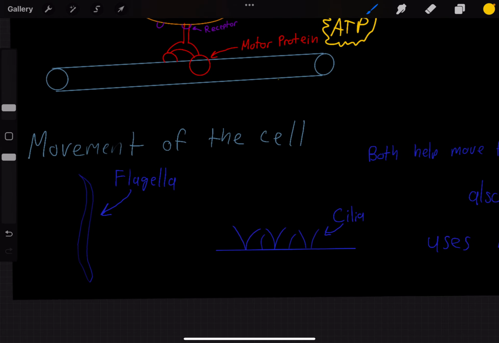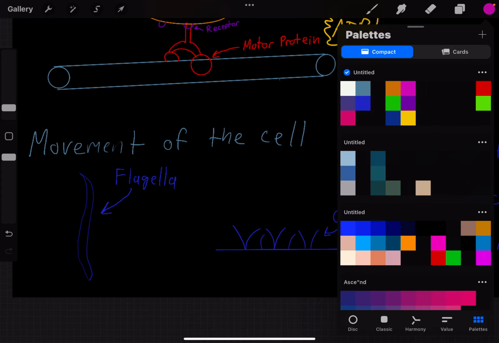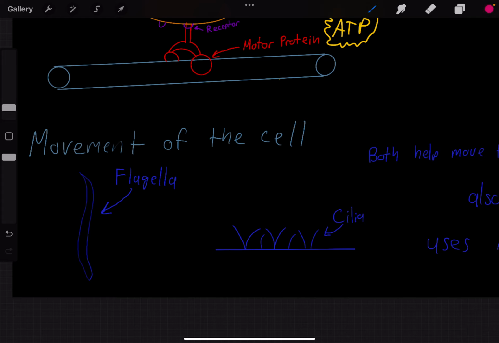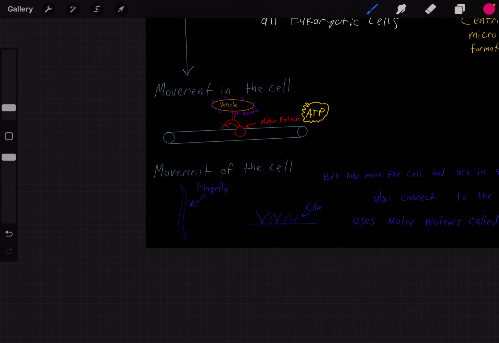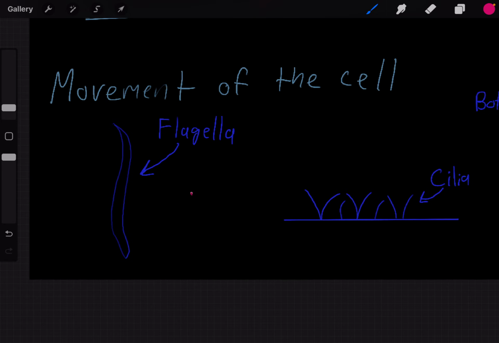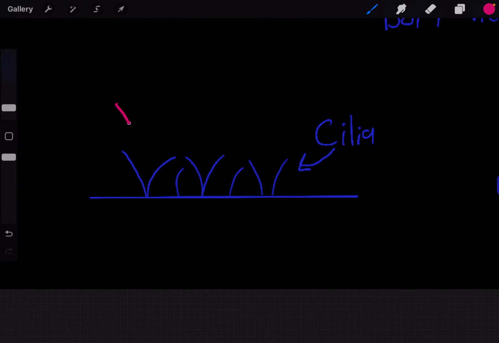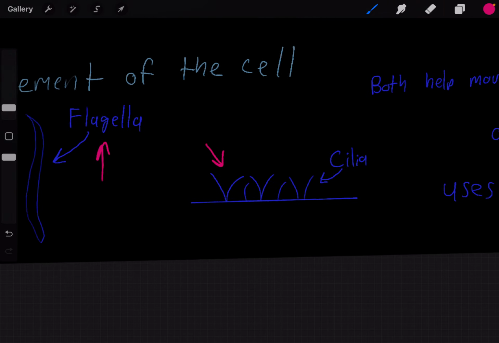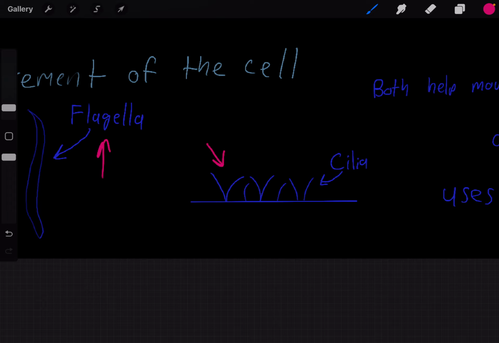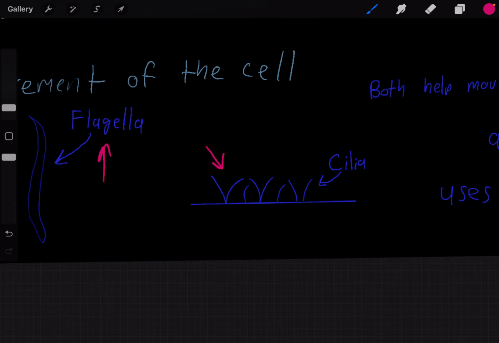Now we talk about the movement of the cell. There are two types of movement of the cell through microtubules. Microtubules can create flagella, which is found in sperm cells. It has a snake-like movement and only one tail, so it's one flagellum. Cilia, however, are multiple hair-like structures found on the surface of the cell that are also used to move and can also stick to objects.